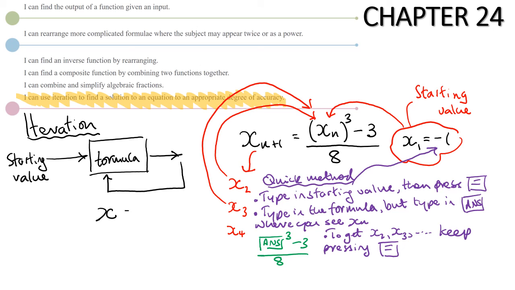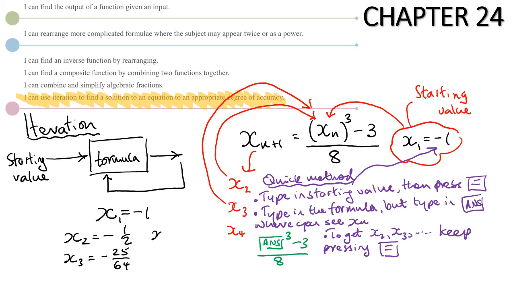So x1, that starting value is -1. Okay, so I did -1 equals. To find the next value, I press the fraction button, and I press the answer button, and then I press the cubed button, then -3. I scroll down to the bottom of the fraction and press 8, and I just press equals. As soon as I press equals, I get -1/2. Then I press equals again. Now I get -25/64.